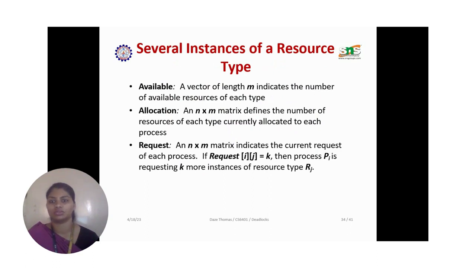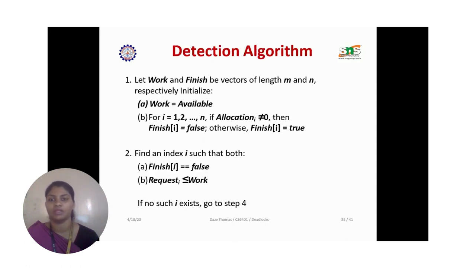Several instances of a resource type. You have Available, Allocation and Request. Available is a vector of length m that indicates the number of available resources of each type. Allocation is an n by m matrix that defines the number of resources of each type currently allocated to each process. Request is an n by m matrix that indicates the current request of each process. If Request[i][j] equals k, then process Pi is requesting k more instances of resource type Rj.